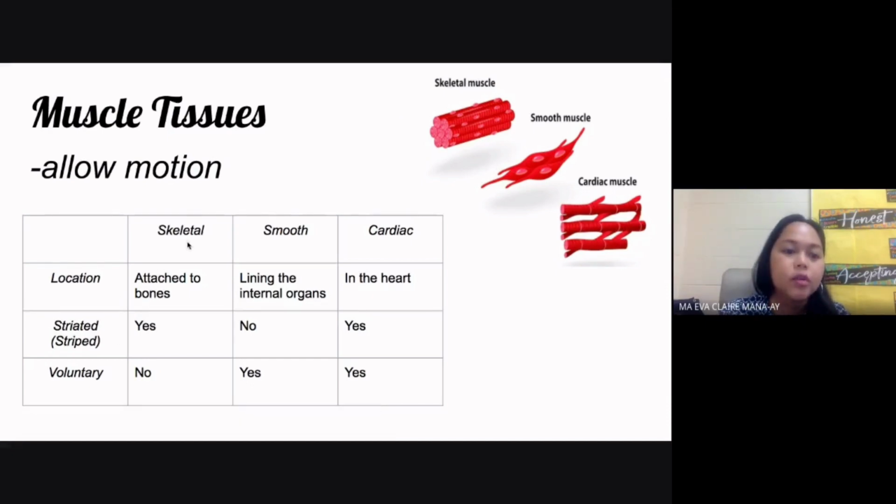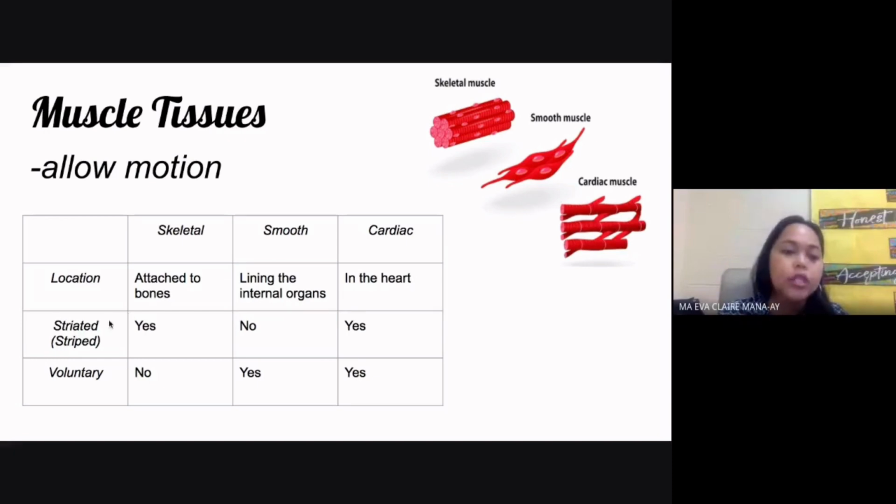Now, in terms of location, your skeletal muscle tissues, based on the name, are attached to the bones. These are the muscle tissues that we use for movement. Your smooth muscle tissue is found lining your internal organs, so lining your small intestine, your stomach, your large intestine, your pancreas, your liver, etc. Your cardiac muscle tissue, on the other hand, you all know that cardiac in science means heart. When you say cardiac arrest, that means a heart attack. When you say cardiologist, that means a heart doctor. So when you say cardiac muscle tissue, this can be found in the chambers of your heart.